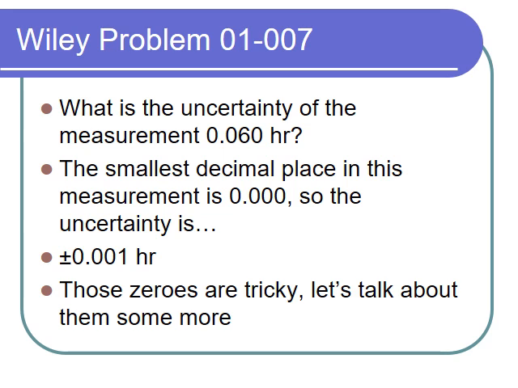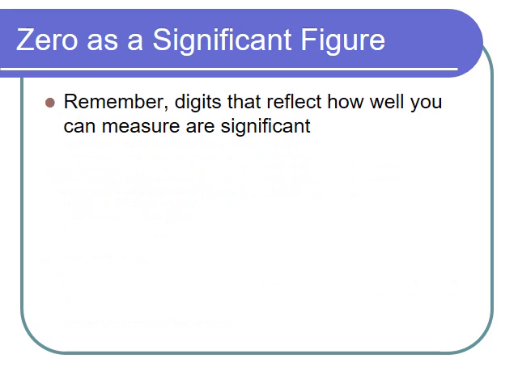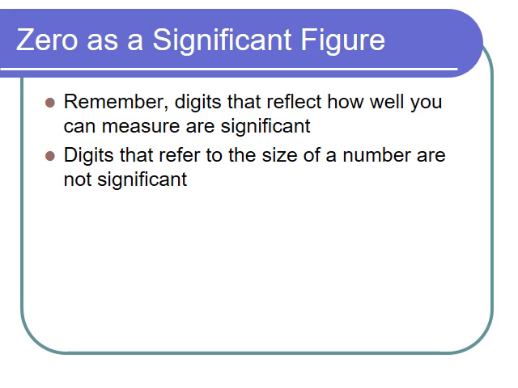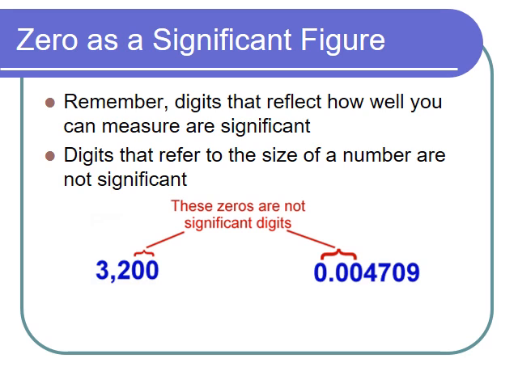Zeros are tricky. Let's talk about them a little bit more. Significant digits reflect how well we can measure. Digits that tell us the size of a number are not considered significant. So in these two examples, 3200, the last two zeros are not significant. In 0.004709, those first two digits after the decimal are not significant. And that zero before the decimal is not significant either. It merely points out, emphasizes that there is a decimal point there.